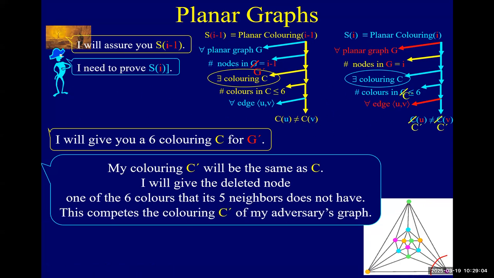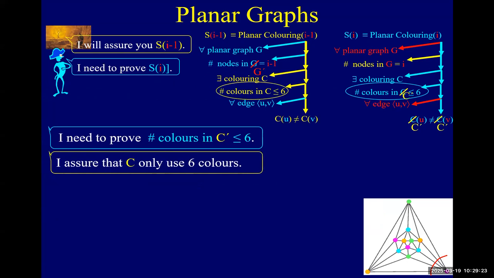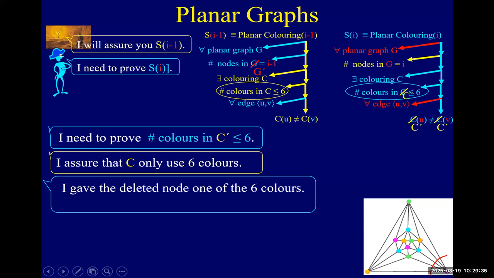And now I've constructed my coloring. All right, so now what do I have to do? I have to prove that my coloring has at most 6 colors. My oracle assured me that her coloring only has 6 colors, and I made sure the deleted node got one of those colors. So I still have 6 colors. Everybody good with that?